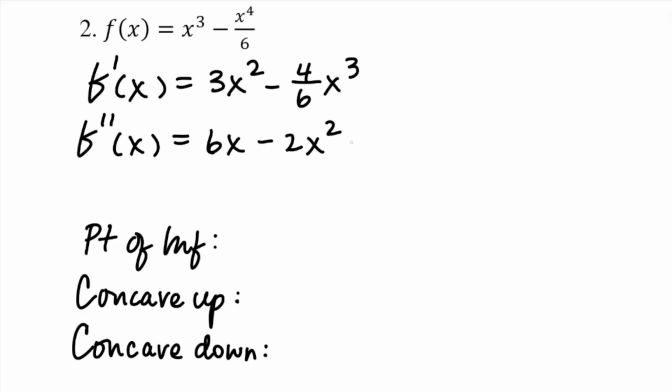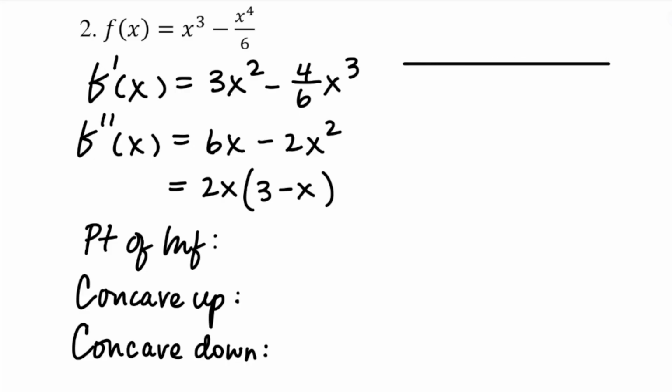Okay, now I can factor this. Factor out a 2x from both terms. Okay, well, this is a downward-facing parabola, and it's got two distinct zeros, so probably looks a little bit like that. The zeros are at x equals 0 and x equals 3.